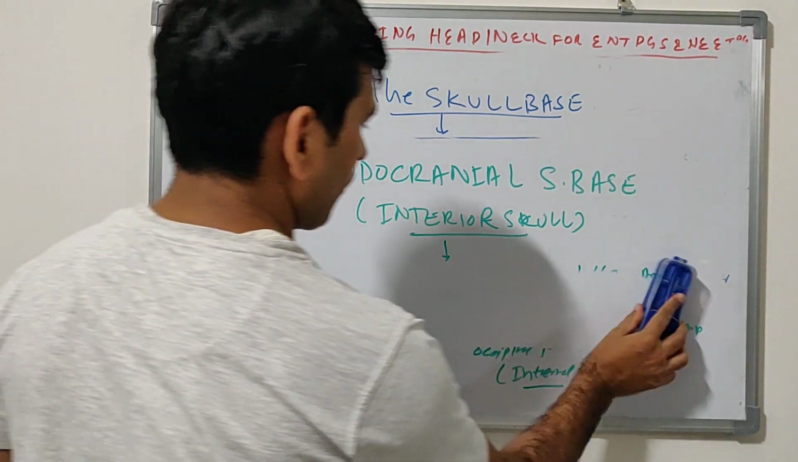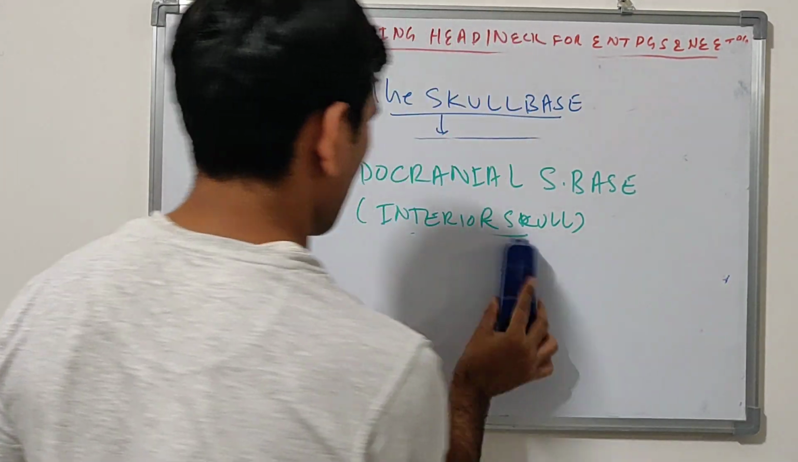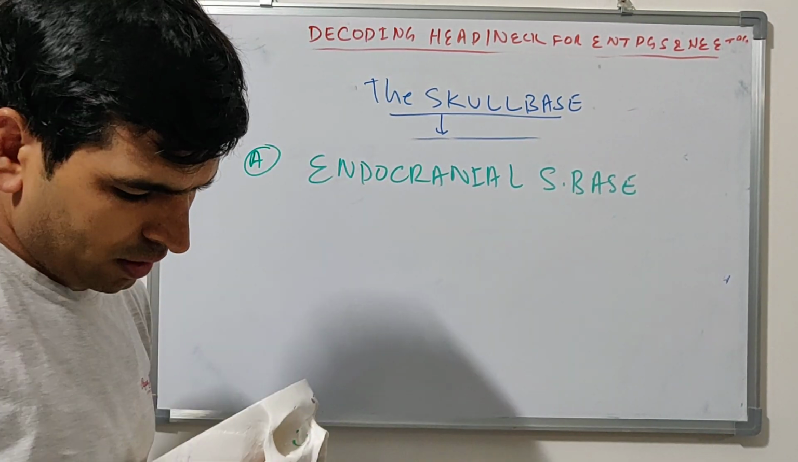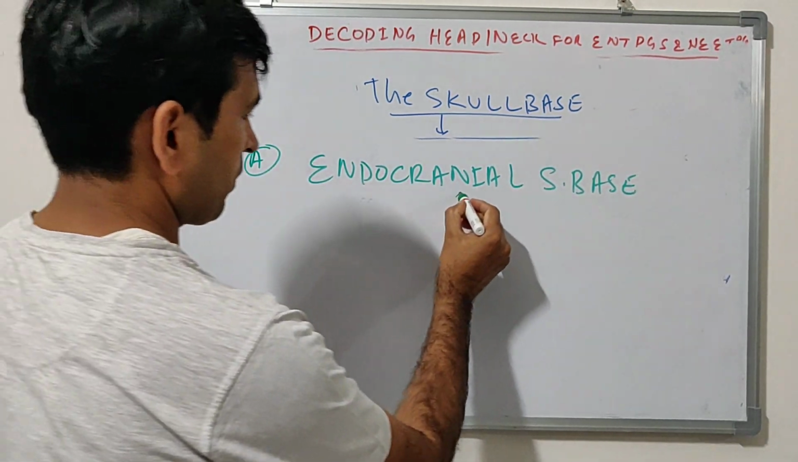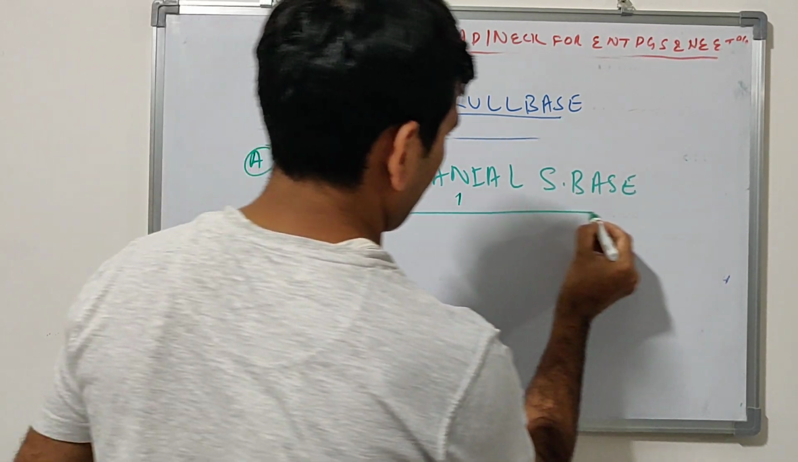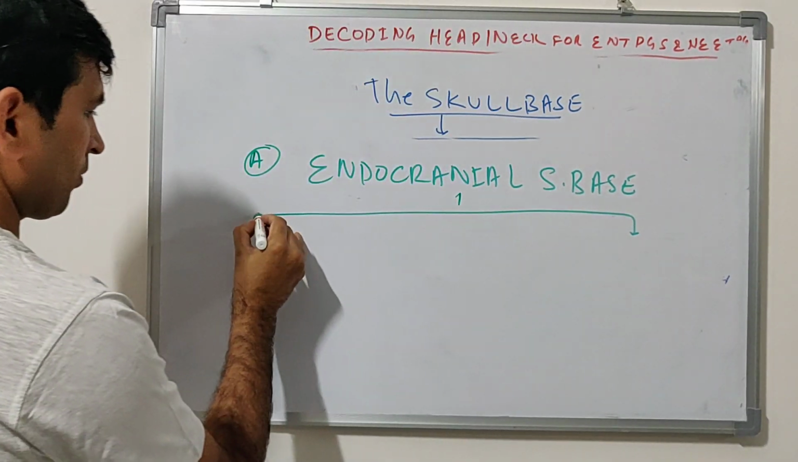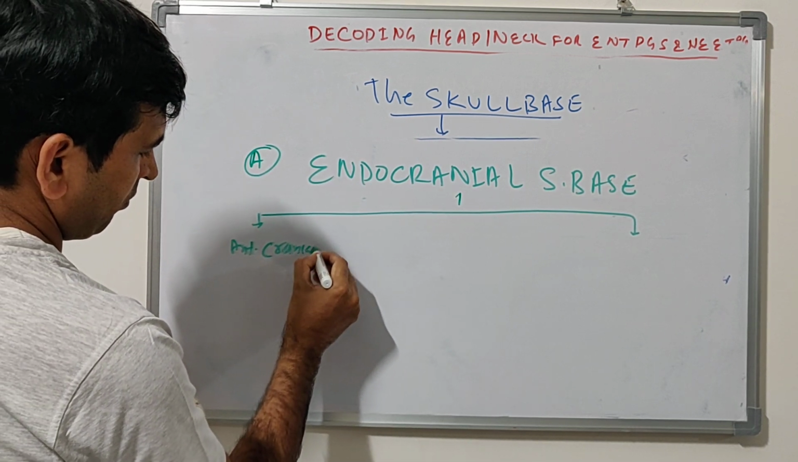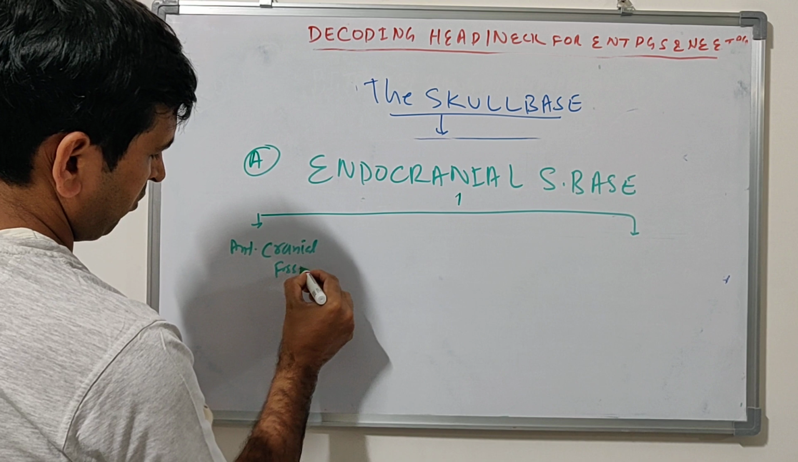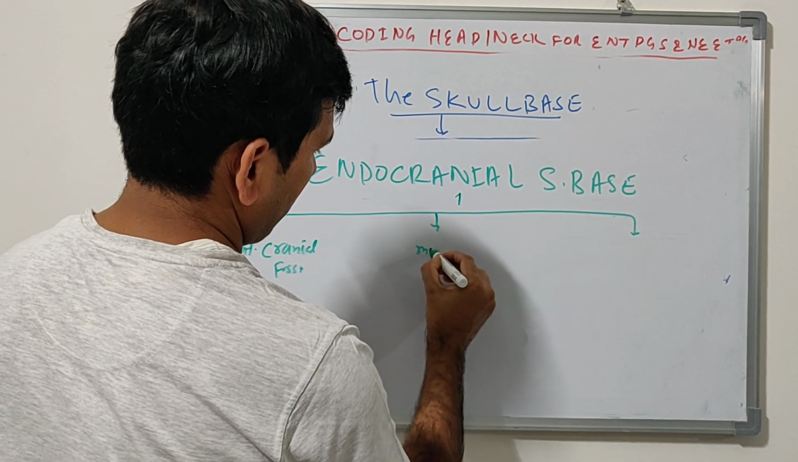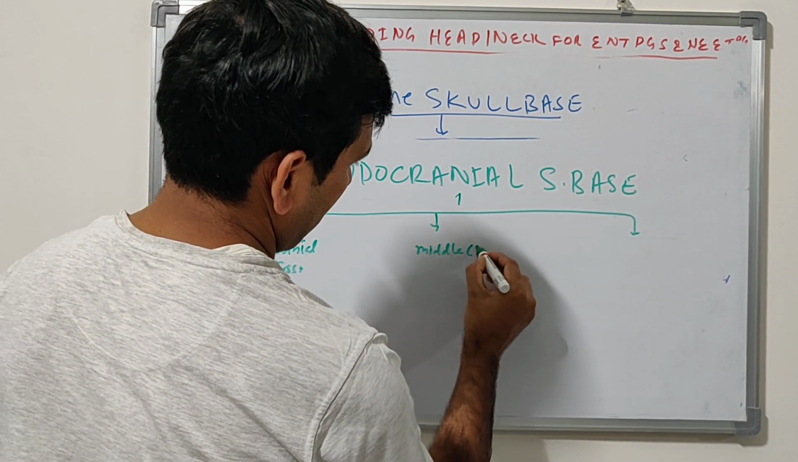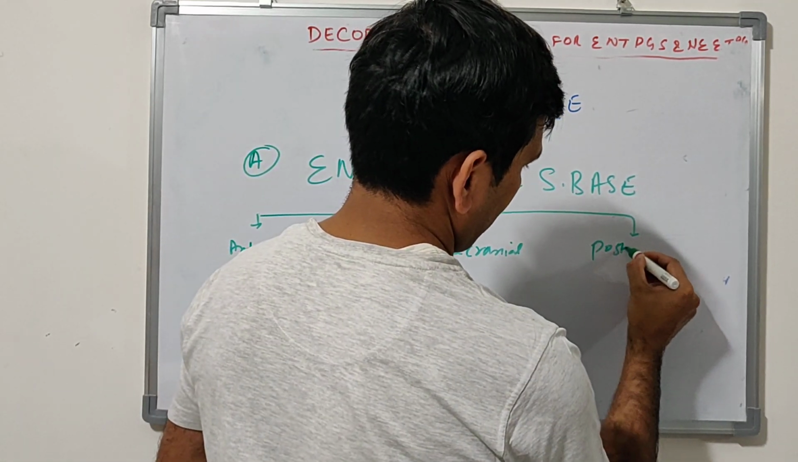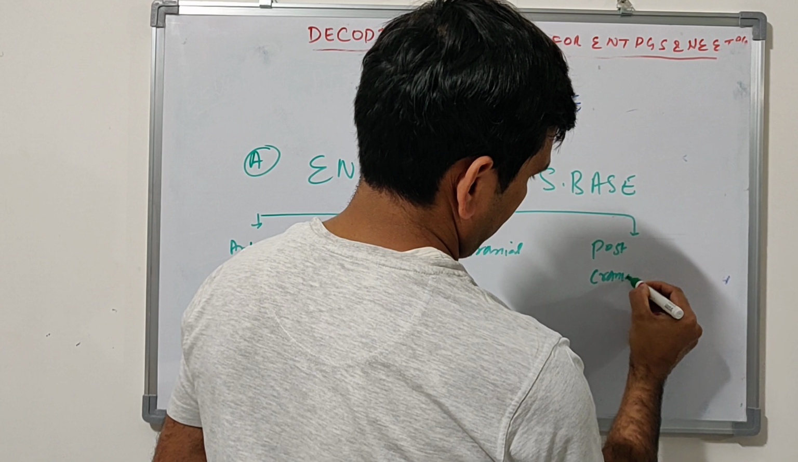Now this endocranial skull base is again divided into three parts: anterior cranial fossa, middle cranial fossa and posterior cranial fossa.